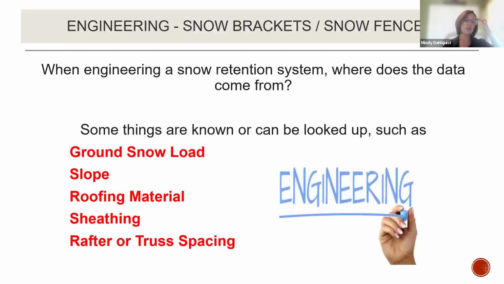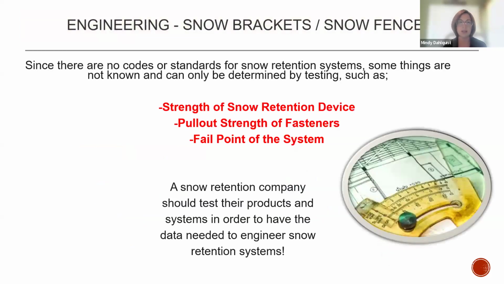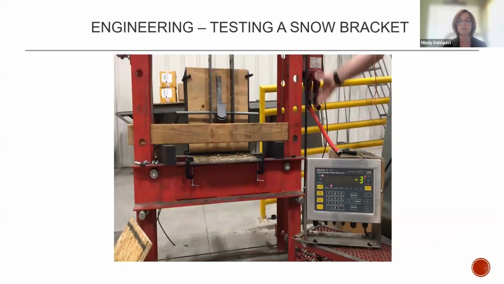So while engineering your snow retention systems, there's some information that you or the roofer or whoever else may know or be able to look up, such as the ground snow load, the slope of the roof, roofing material, sheathing, or rafter truss spacing. But since there's no codes or standards to be able to reference, some things cannot be known and can only be determined by testing, such as the strength of that retention device, the pull-out strength of the specific fasteners that will be used, and the fail point of the system. So if the snow retention companies are not testing their products and systems in order to have that data, there's no way for them to engineer any kind of system.